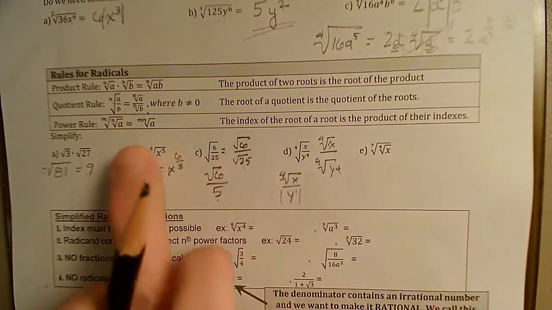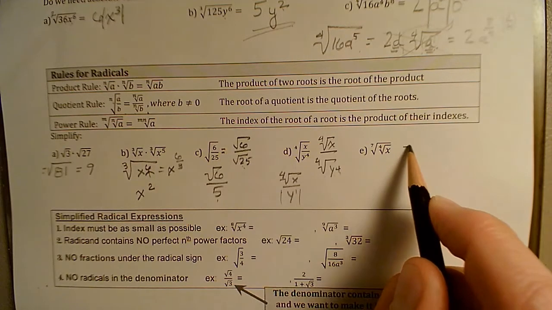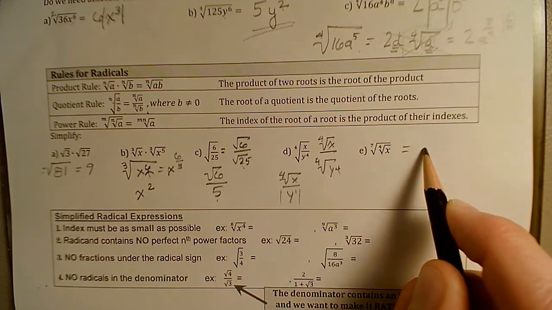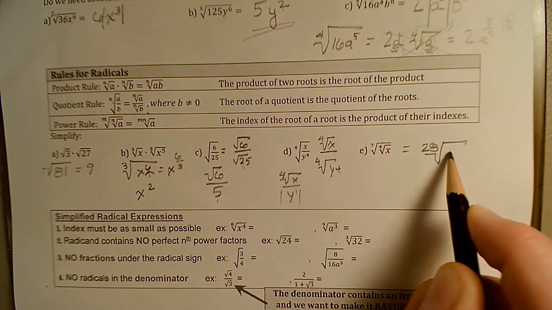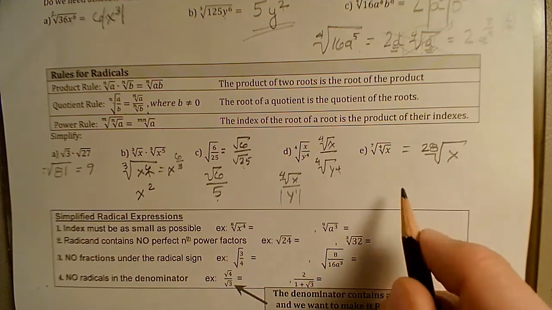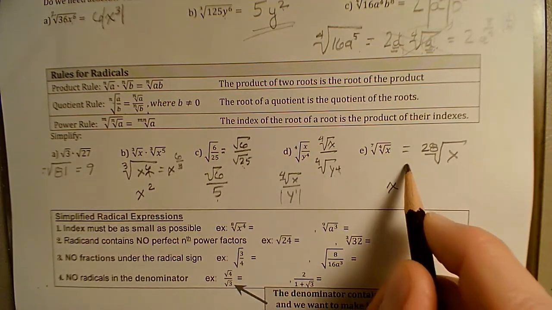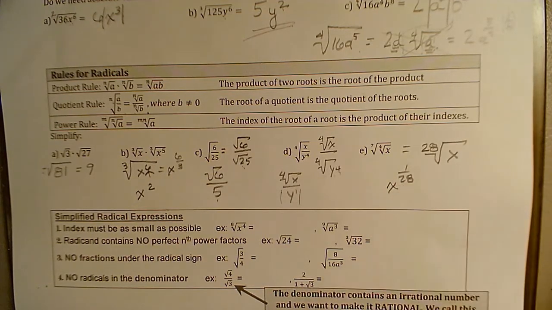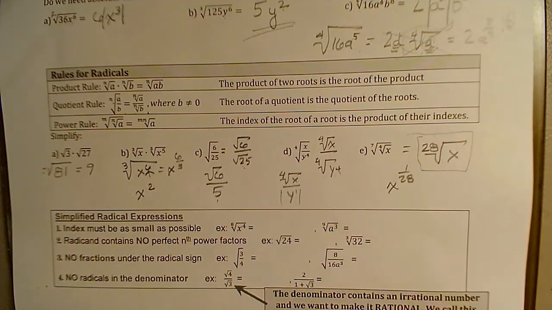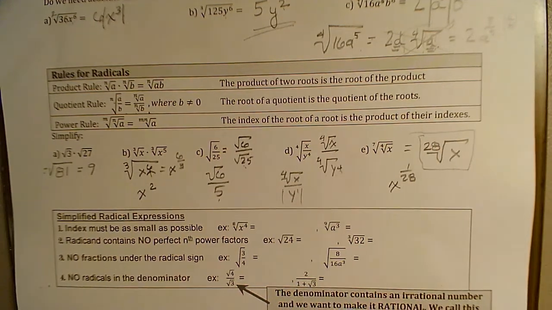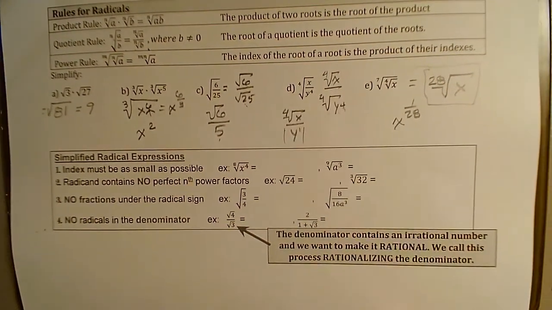All right, and then the last one, we're using this rule. This will simply be the 28th root of x. And of course, you could write that as x to the 1 over 28 power. You could write it as a fraction, but generally in this case, we'll probably just leave it like that. Okay? All right, so let's look at some rules for simplifying.